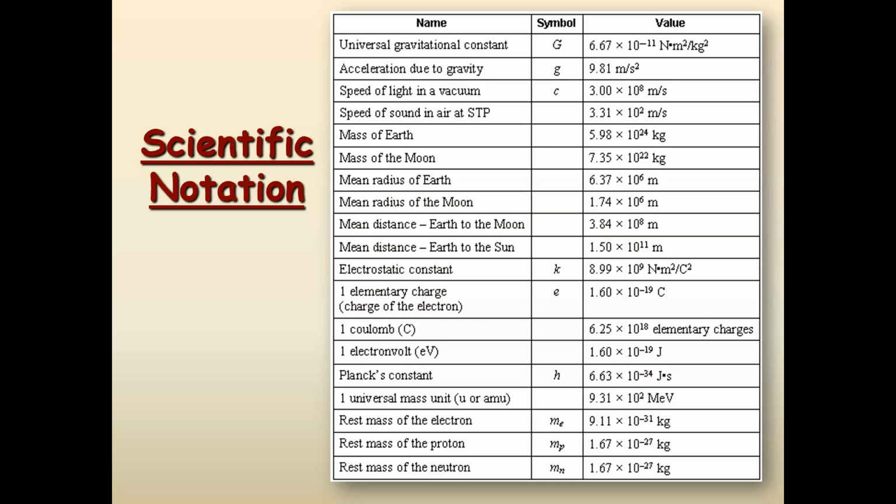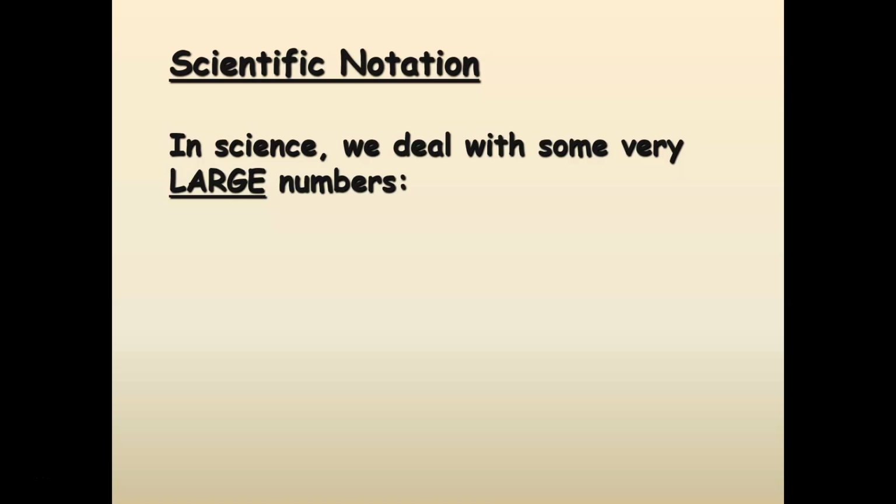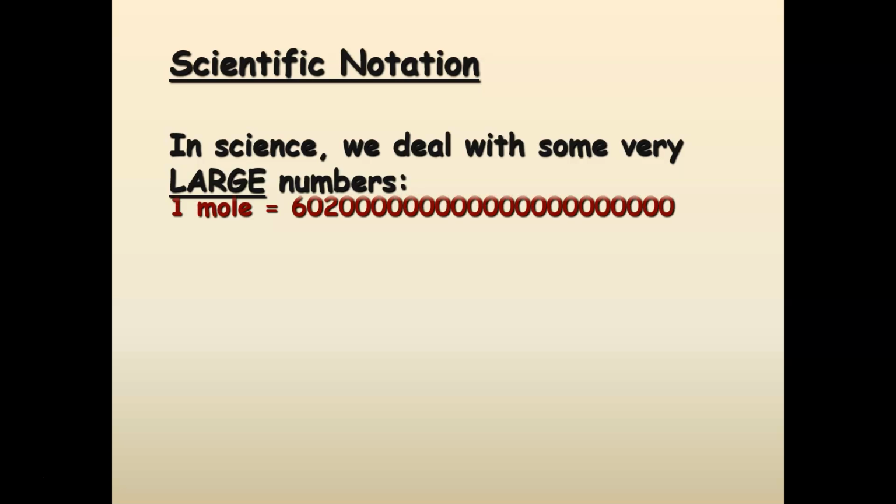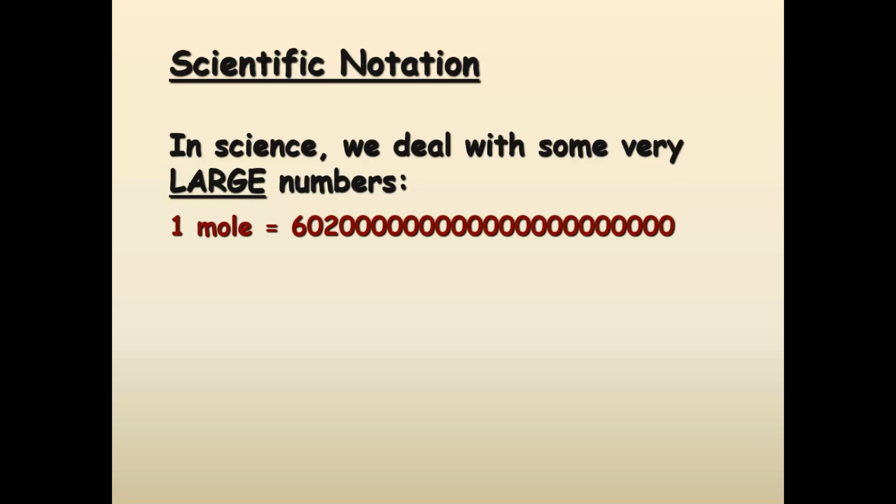Then if we look at the bottom and we see 1.67 times 10 to the negative 27th kilograms, that's a really, really small number. That is the mass of a neutron in kilograms. So we deal with really large and really small numbers, and we have to make sure that we understand what those are. So in science, we deal with a large number like this one.